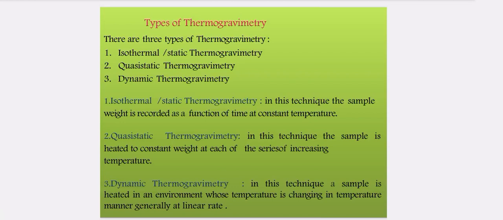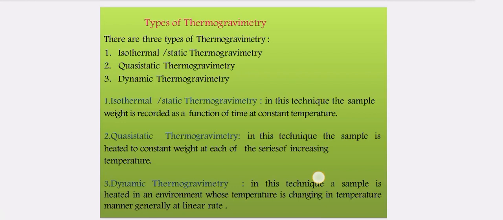Next, quasi-static thermogravimetry means in this technique the sample is heated to a constant weight at each of the series of increasing temperature. So basically initially we saw that the temperature was kept constant, but in quasi-static thermogravimetry the temperature is kept increasing, and according to the increasing temperature the sample is detected. Then in dynamic thermogravimetry, in this technique, a sample is heated in an environment whose temperature is changing in a predetermined manner, generally at a linear rate. So in dynamic thermogravimetry, at linear rate, the sample is examined.